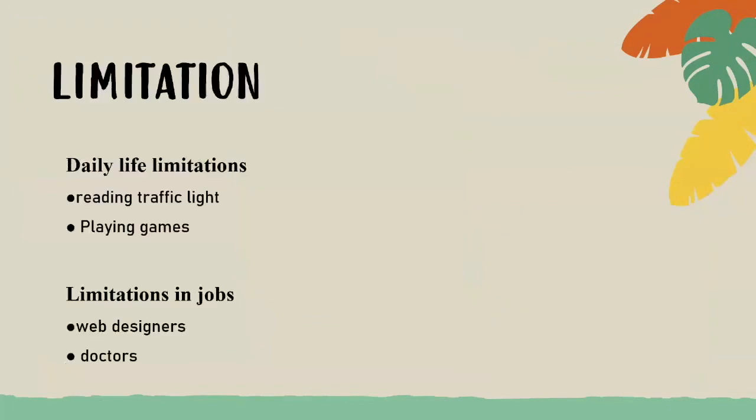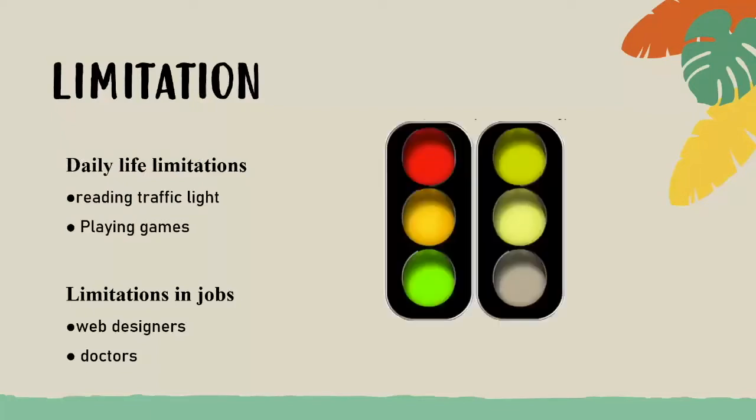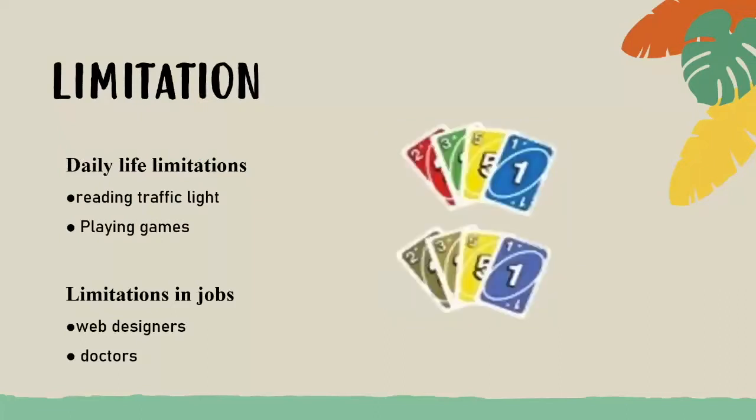Okay guys, have you ever thought of the importance of the color in our life? Or did you imagine your life without colors? Even the small things in our life are considered big challenges in the colorblind individual's life, because they face many problems in their daily life, such as reading traffic lights, because they cannot distinguish between the red and green and yellow colors. And also playing games, because some games depend on the distinction between colors.